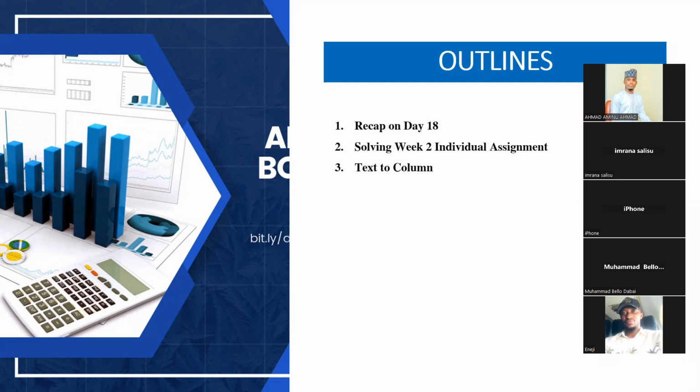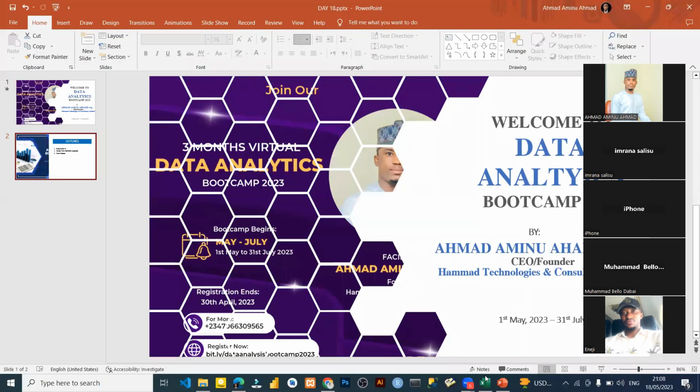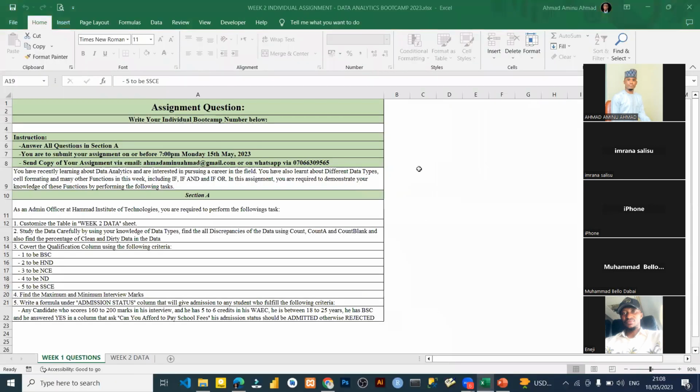So let's start with solving the week 2 individual assignment. I'll open my fresh assignment so that I will show you exactly how you can solve it, and I know many of you will learn from that. I'm not going to talk much because I don't want us to miss today's class on text to column. We're not going to do it like what we did last week, when we missed Monday solving the week 1 assignment. So I'm not going to explain much. I know it's not too complex, more straightforward than the first assignment. So let me just start it.